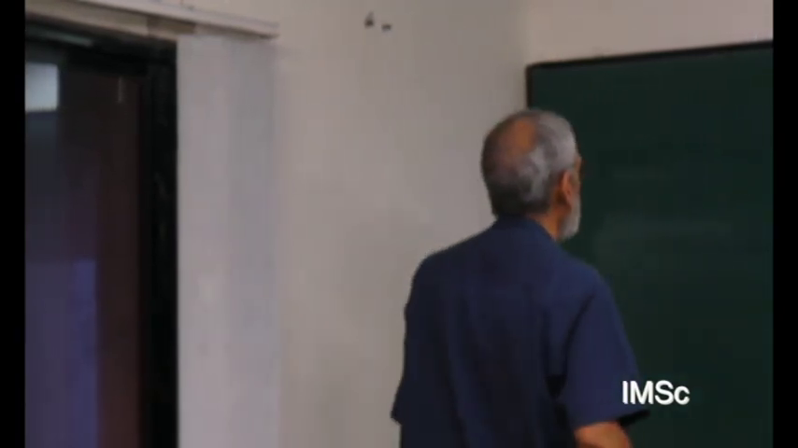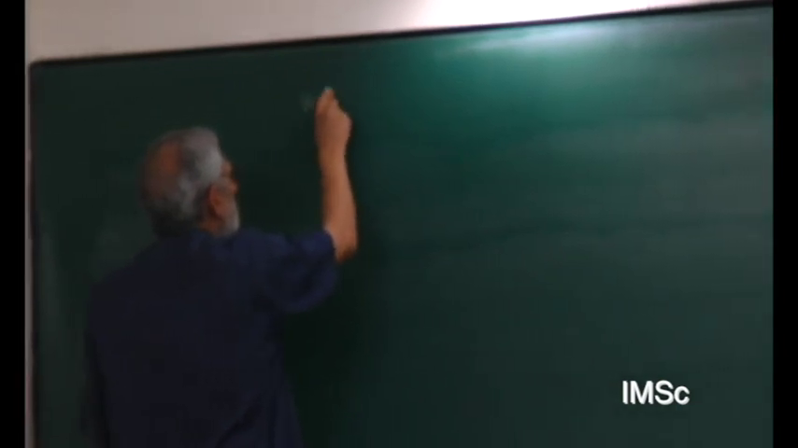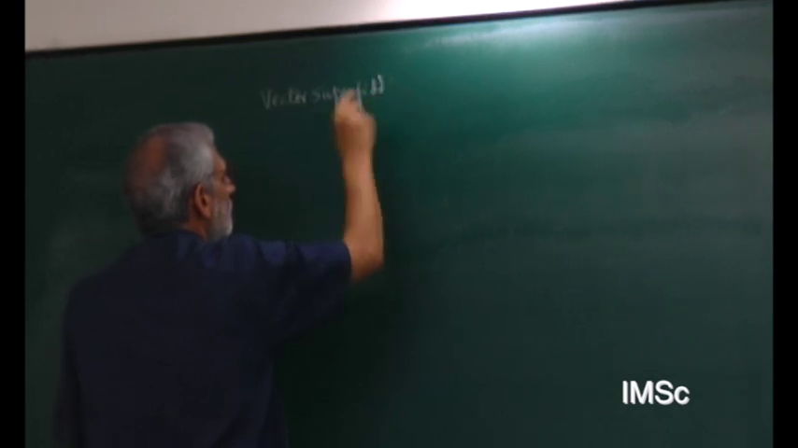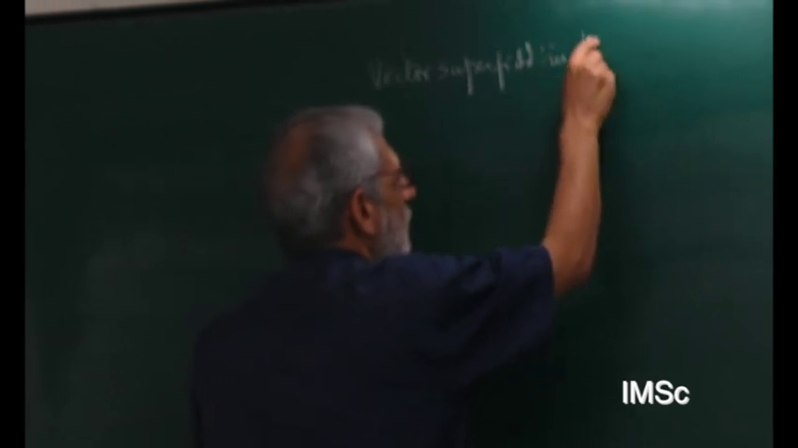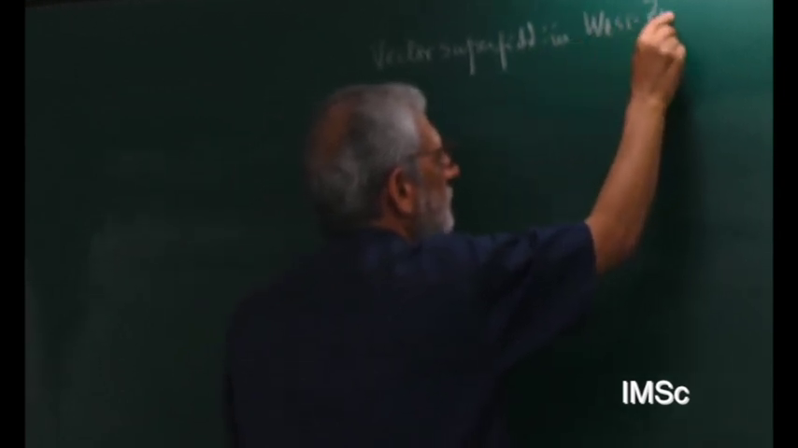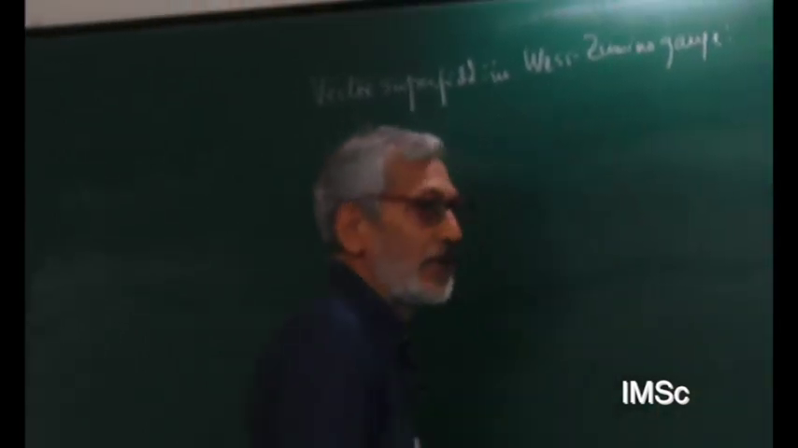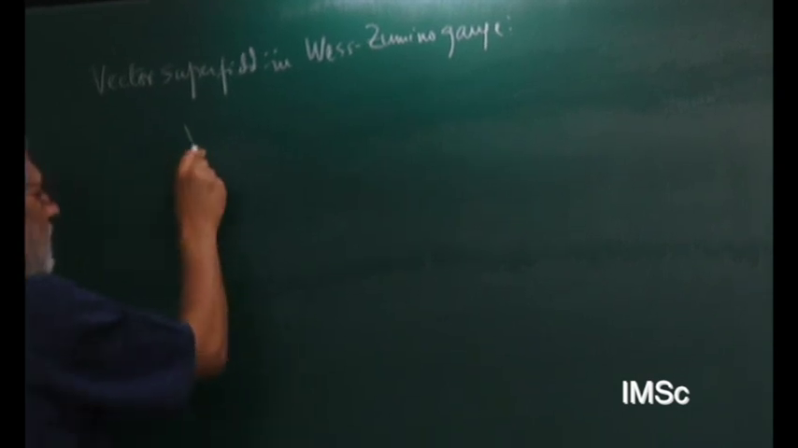Discussion of vector superfields. And with vector superfields in what we call Benjamin notation, when we put some of the components of the vector field to 0 by integration, and what was the vector superfield in this case?